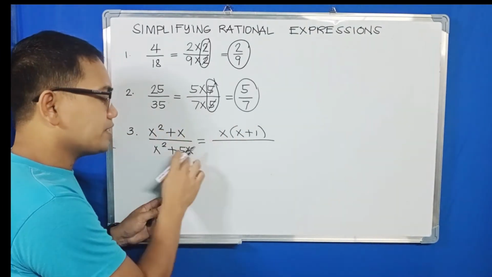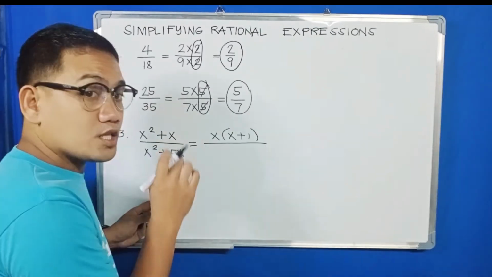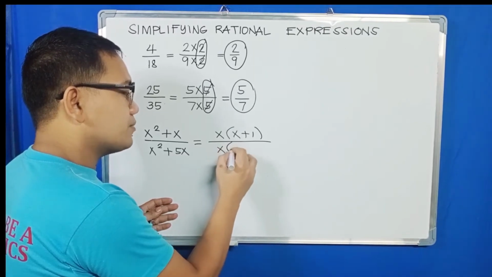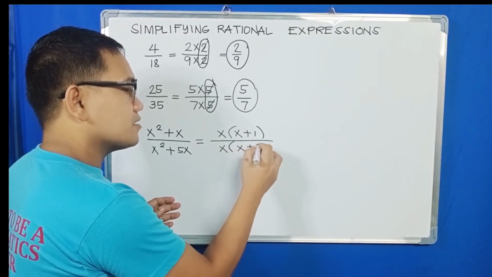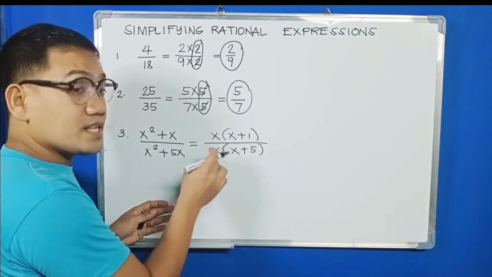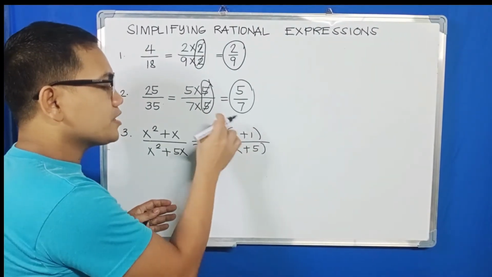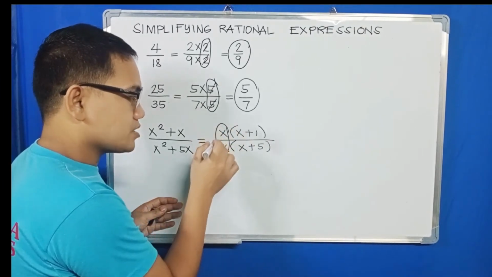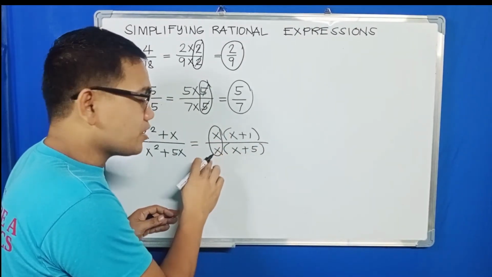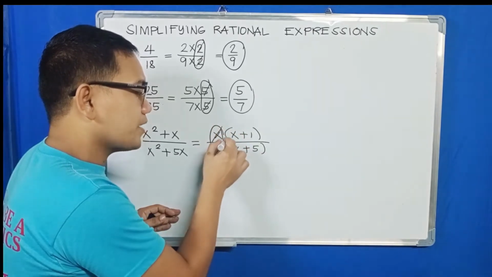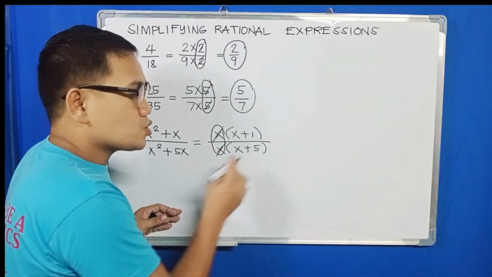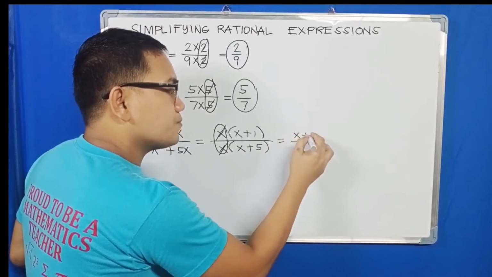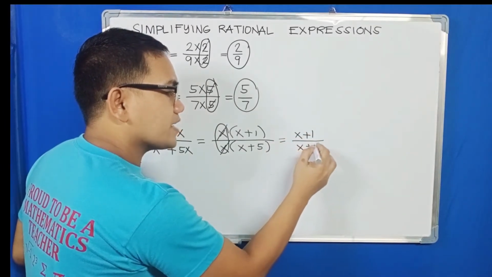Same is true with our denominator, which is x squared plus 5x. So we can factor out first x, and the other factored term is x plus 5. In this case, we notice that our numerator and denominator has common factor, and that is x. So we can cancel out x this time because it is considered as common factor of numerator and denominator. So our simplified form would be x plus 1 all over x plus 5.